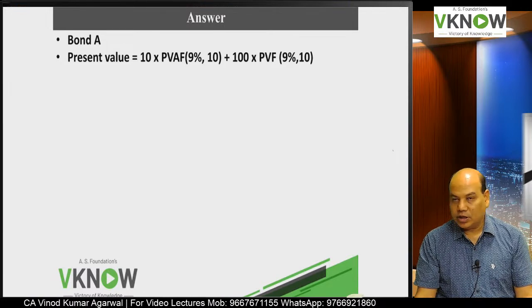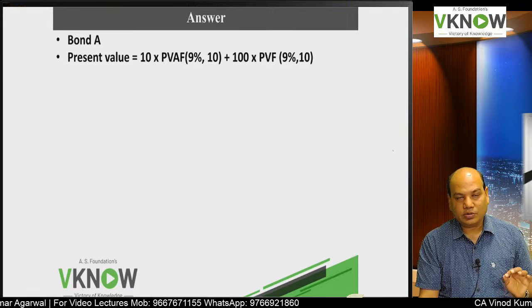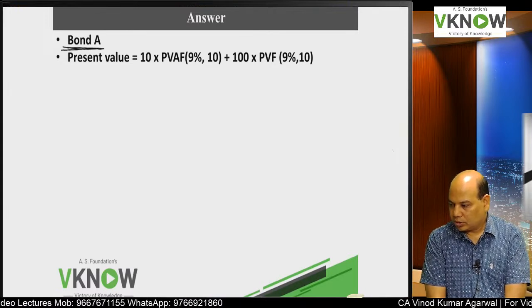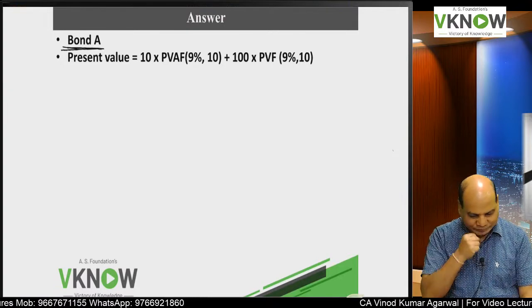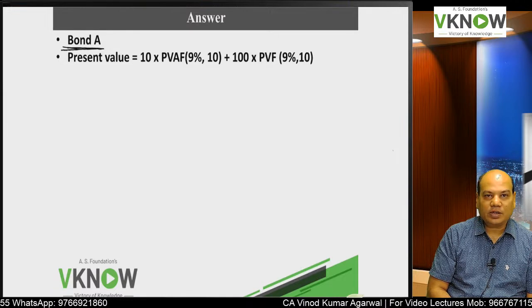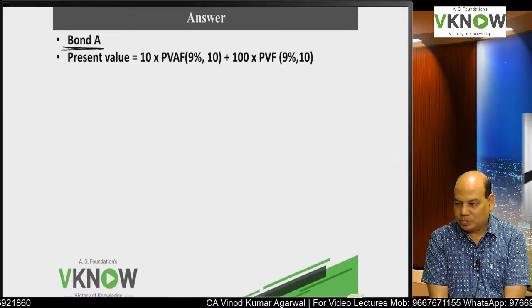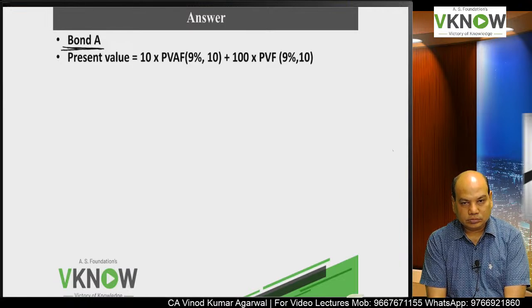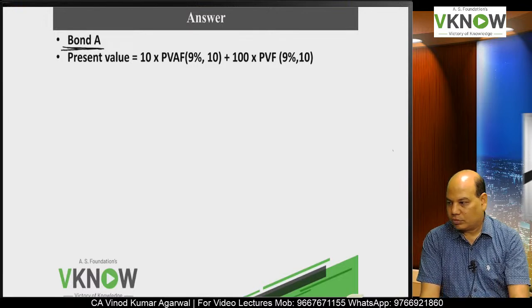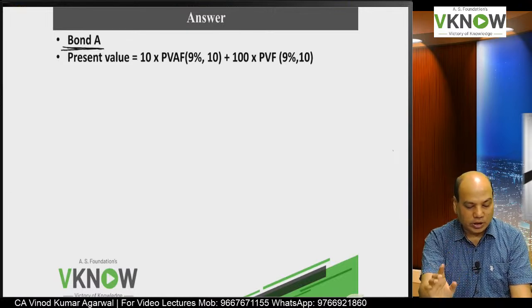The institute's answer is presented in the book. I am just solving it by the formula method. You can solve by tabular format also. So first, heading: write down bond A. Present value is equal to 10 into PV annuity factor (9%, 10 years), plus 100 into PV factor (9%, 10 years). If you think this is simpler, you follow this. If you think tabular format is simple, please go ahead and follow that.